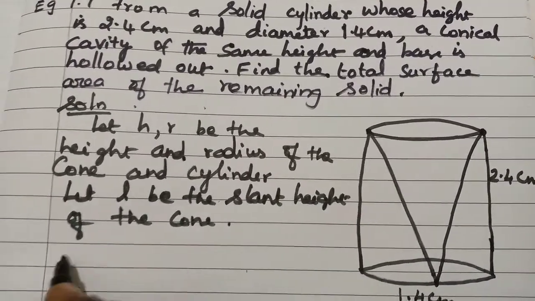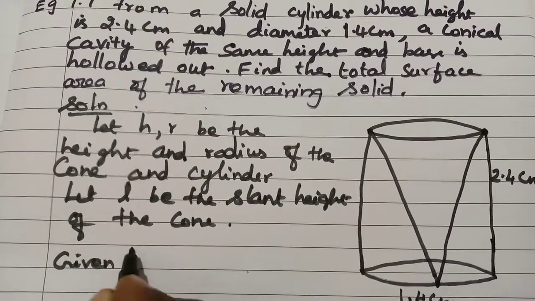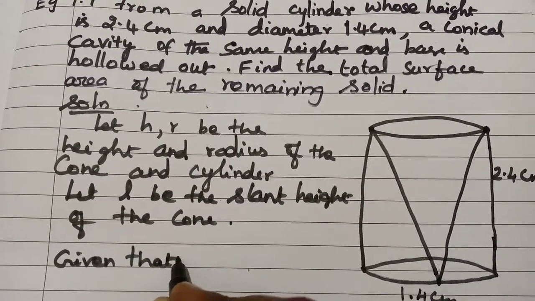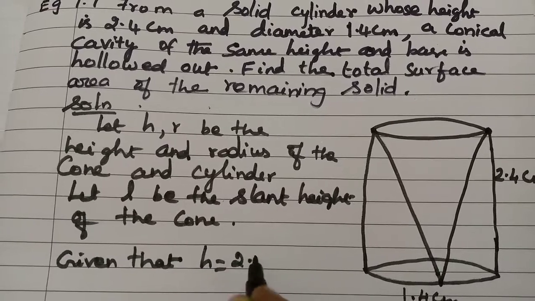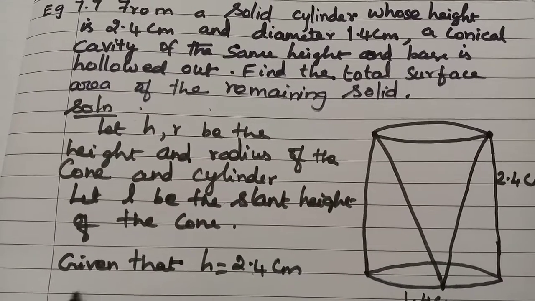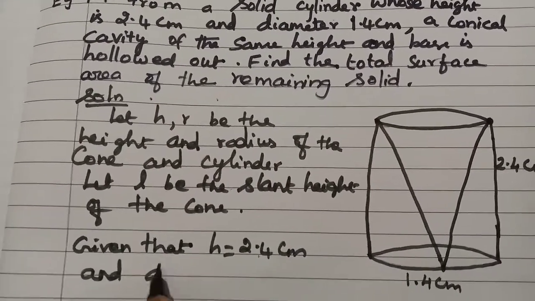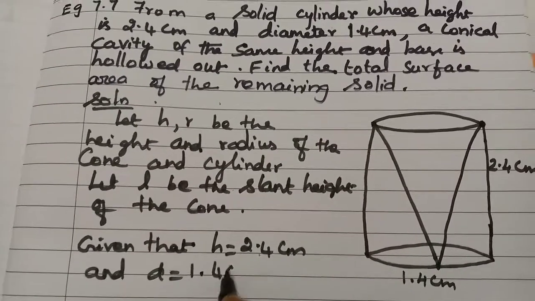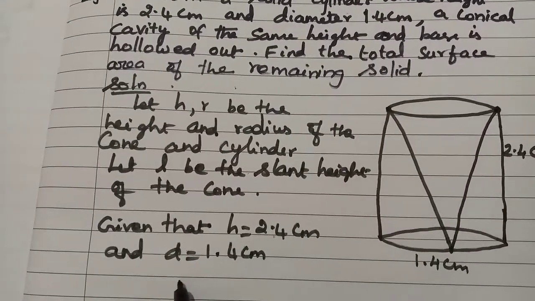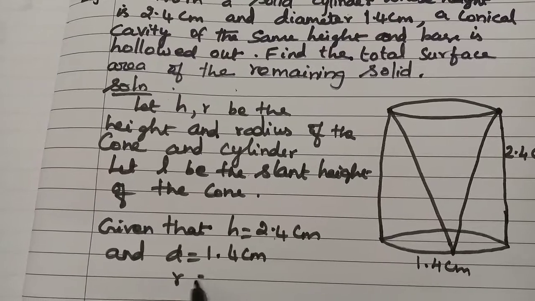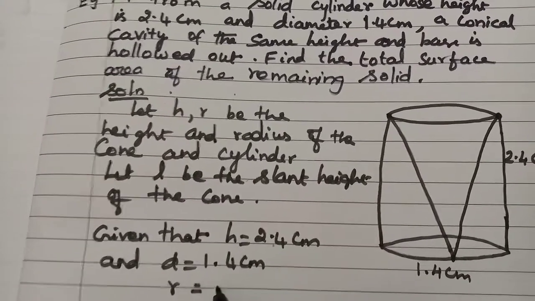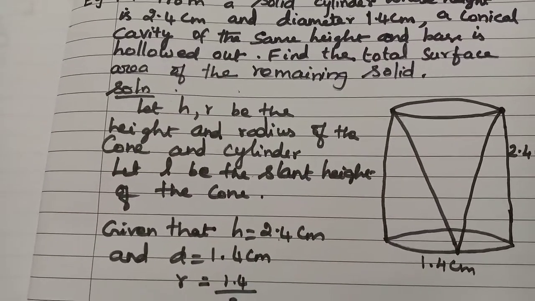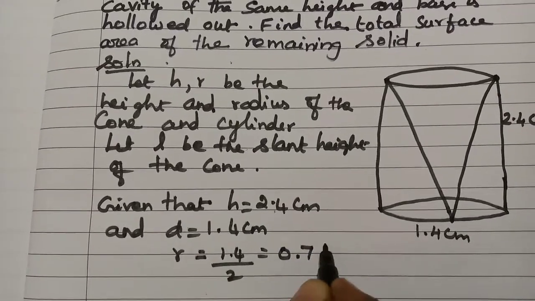Given values, let's write. Given that height h is equal to 2.4 centimeter and diameter d is equal to 1.4 centimeter. Diameter is there, which means we need r. So r is equal to half of the diameter, isn't it? So 1.4 by 2 is equal to 0.7 centimeter.